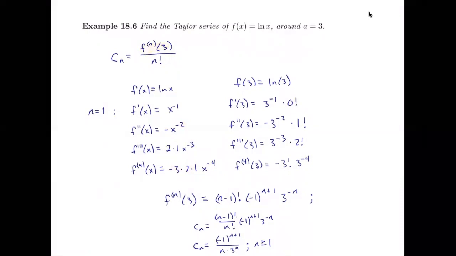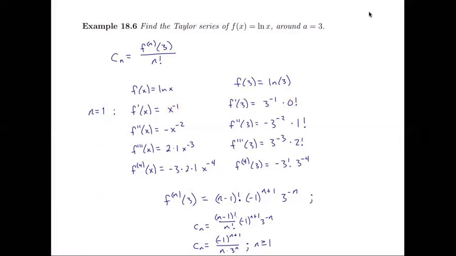And altogether, let's see what happens with this 3, though. f of 3 is the natural log of 3. There's not much we can do about that, so we'll just write it down as is. Now we have f prime of 3. This is 3 to the negative 1 times 0 factorial. I've added 0 factorial because 0 factorial is 1. Technically, that thing is times 1.